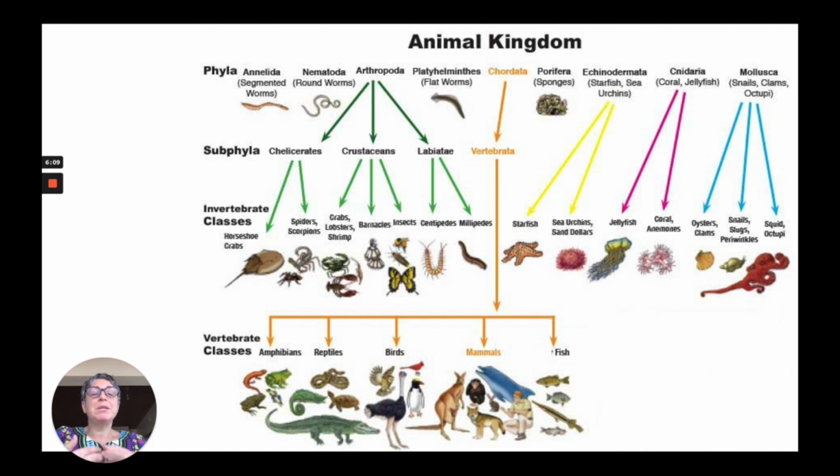Each of these organisms in a phylum would have different characteristics that would then put them into that particular phylum. And then each phylum is broken down even further down the line so that we can get to the species level, where we only have one organism in that level of taxonomy.